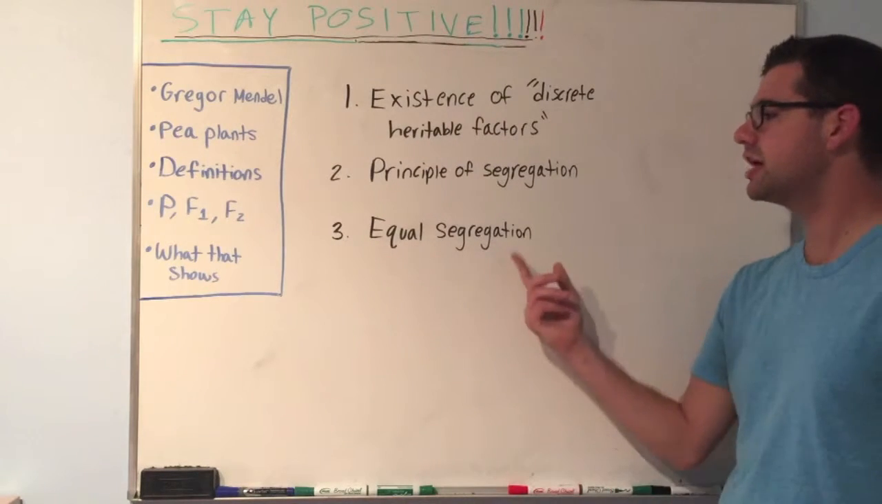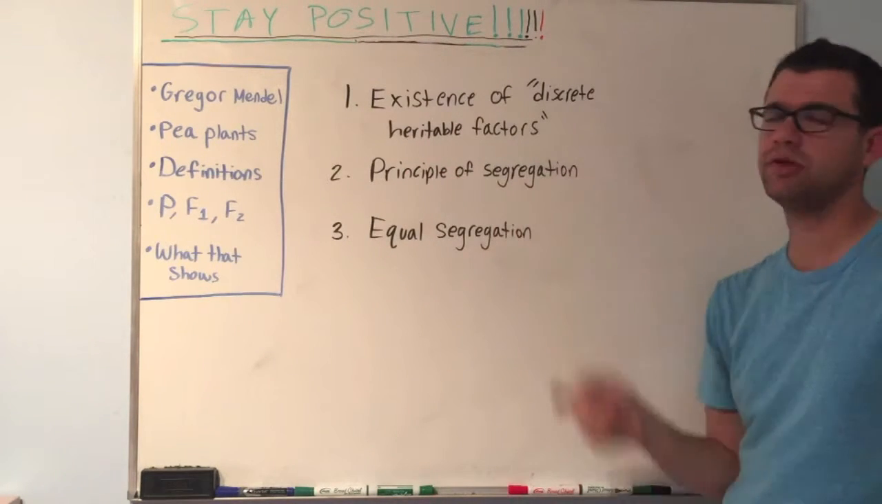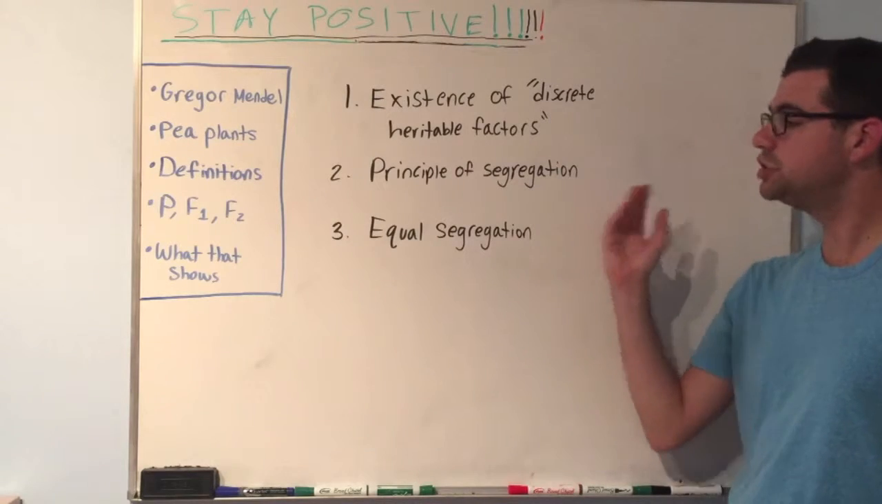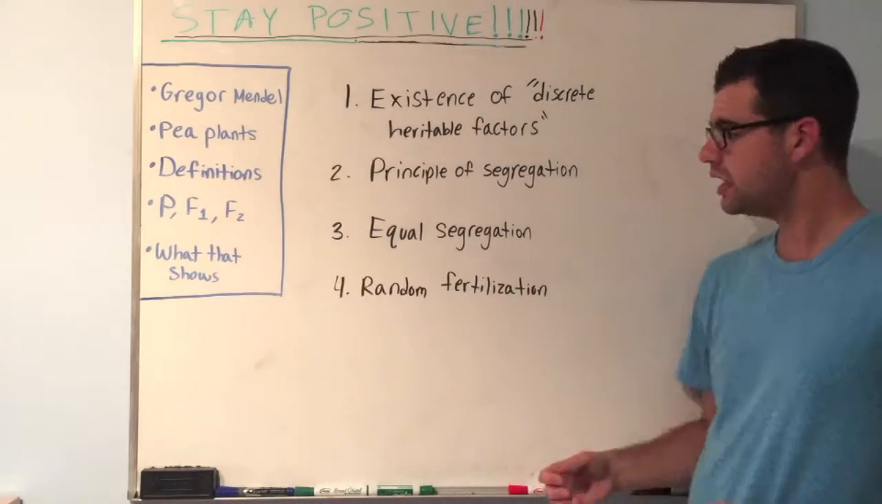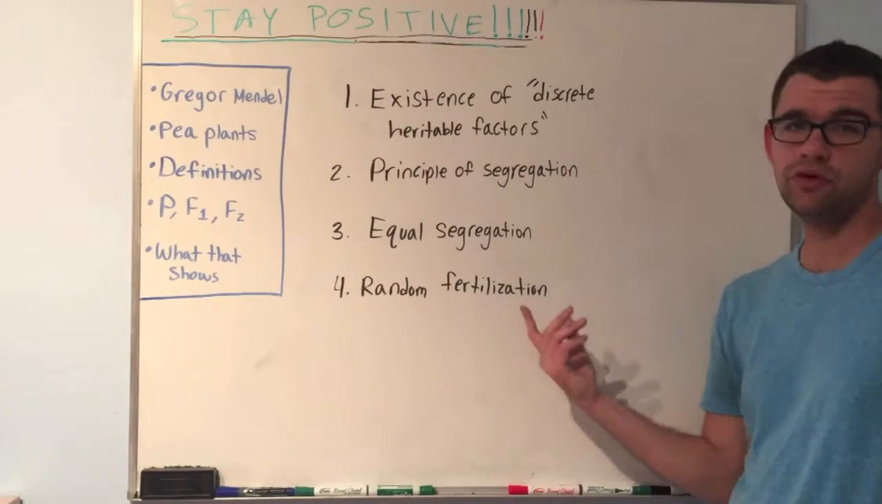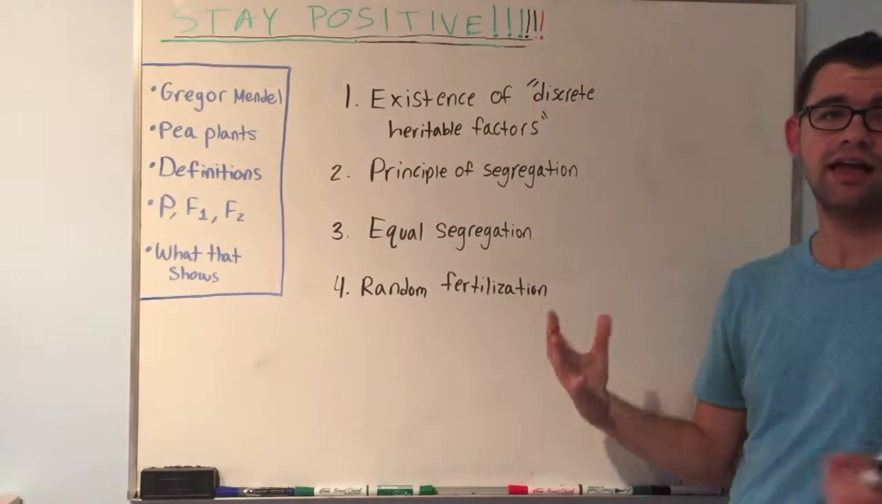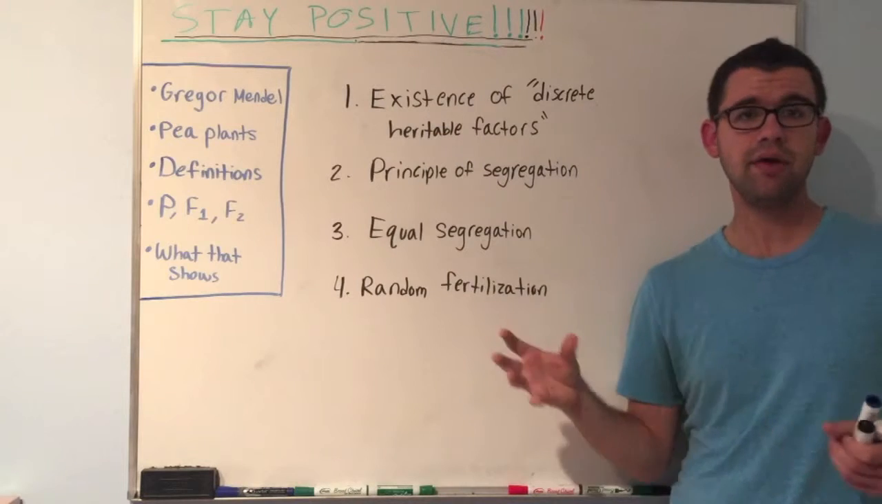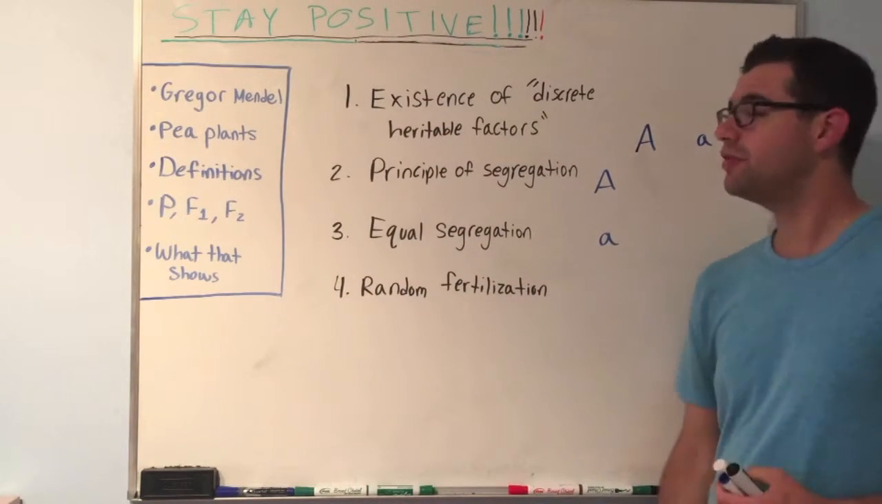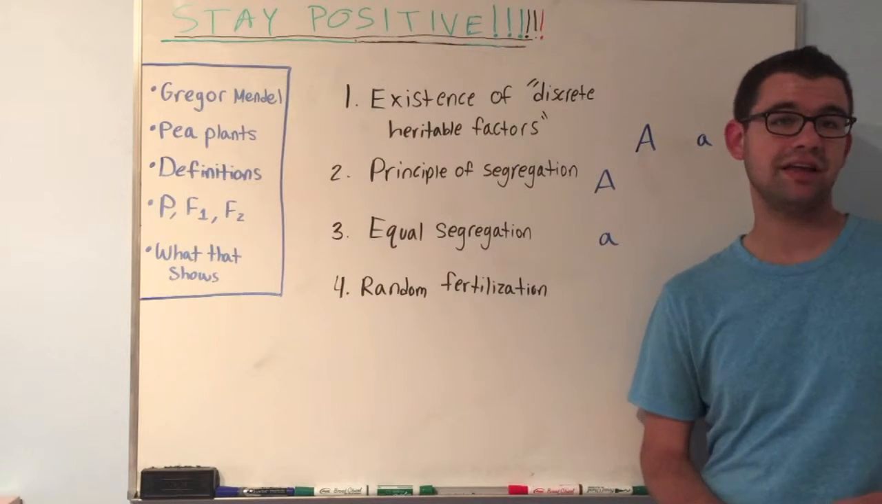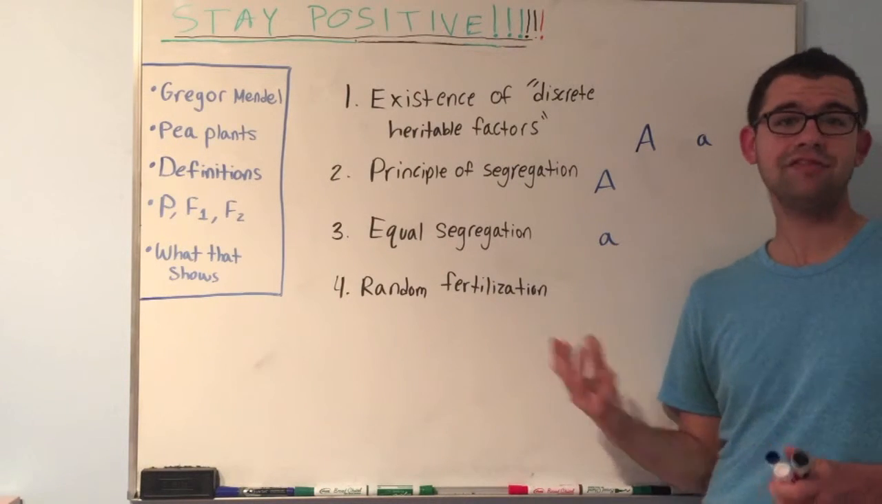And finally, equal segregation, which is sort of a subset of the principle of segregation, says that the gene pairs distribute equally into the different gametes. And then there's this concept of random fertilization, which basically states that the gametes from each parent will fuse to form a zygote randomly. And so that's a basic introduction to Mendelian genetics. I hope that clarified some stuff, and thanks for watching.